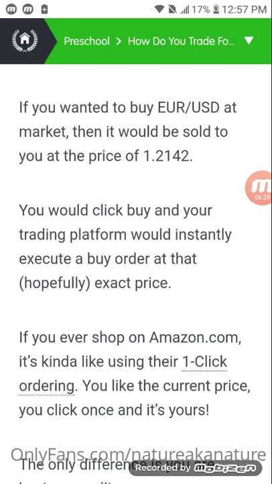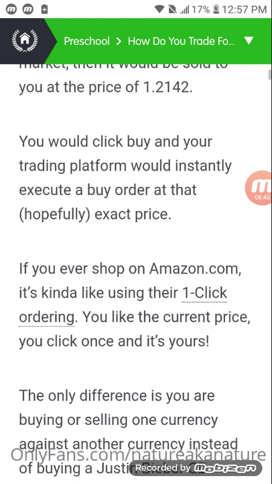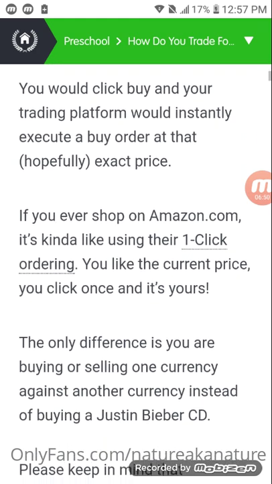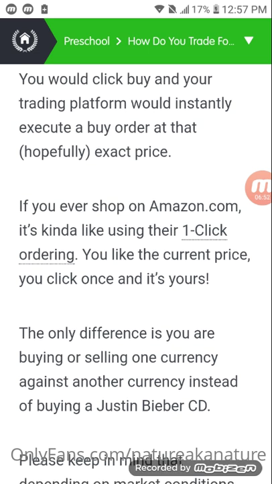Okay, so hopefully you understand that. So you will click buy on the trading platform, where you instantly execute a buy order, hopefully at the exact price. Sometimes it's not at the exact price because the market is always fluctuating and constantly moving. If you ever shopped at Amazon.com, it's kind of like using their one-click order. Okay, you like the current price, you click once and it's yours. The same thing goes in Forex in the MetaTrader 4 app.